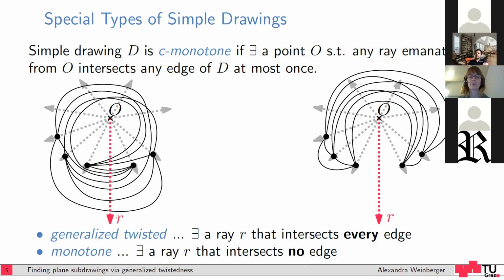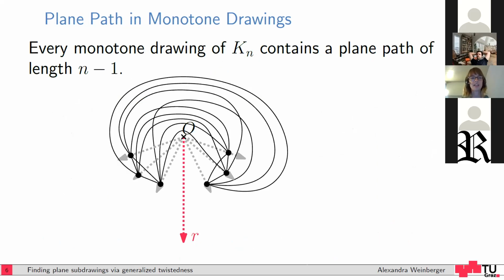And I told you before that we use them to say something about plane paths and plane matchings. So we first need to say this about these drawings. Actually, what we are going to show for them is that both of them contain plane Hamiltonian paths. And since they contain plane Hamiltonian paths, they also contain plane perfect matchings. Let's look at monotone drawings first.